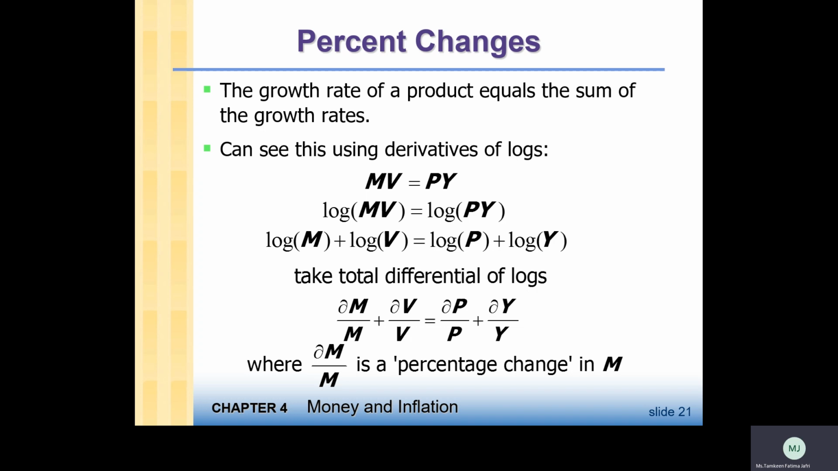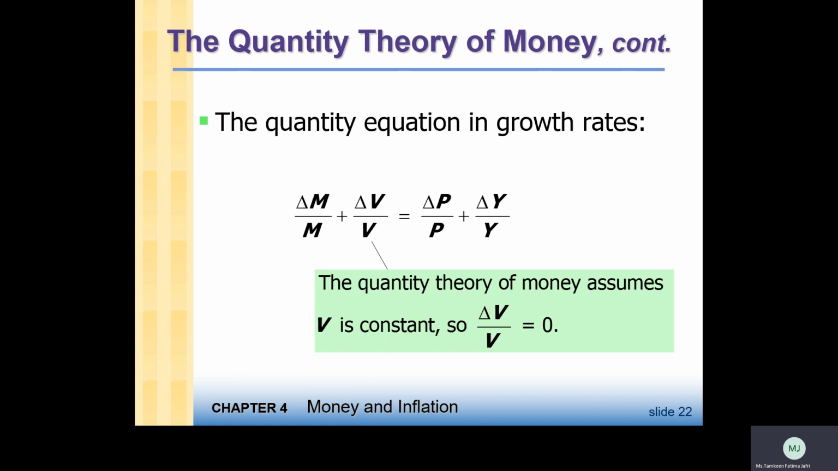The second term is the percentage change in velocity. Then on the right-hand side, the first term is the percentage change in prices, which you should be familiar with. This is the same as inflation. And the last term on the right-hand side of the equation is the percentage change in output. So more simply, the quantity theory of money can be written as follows. Velocity, we have already assumed to be constant, so this term falls out of the equation.